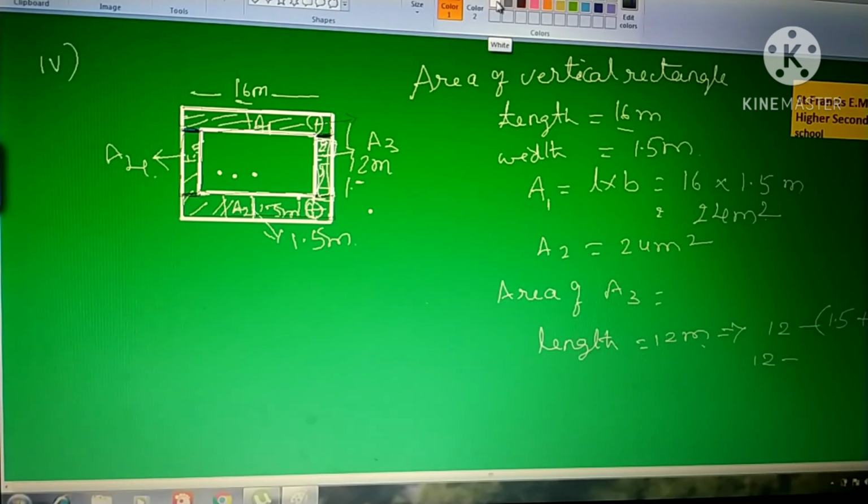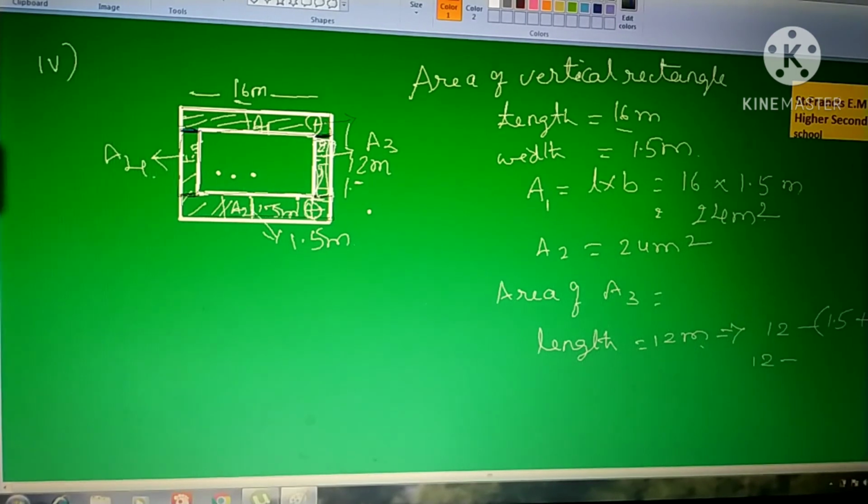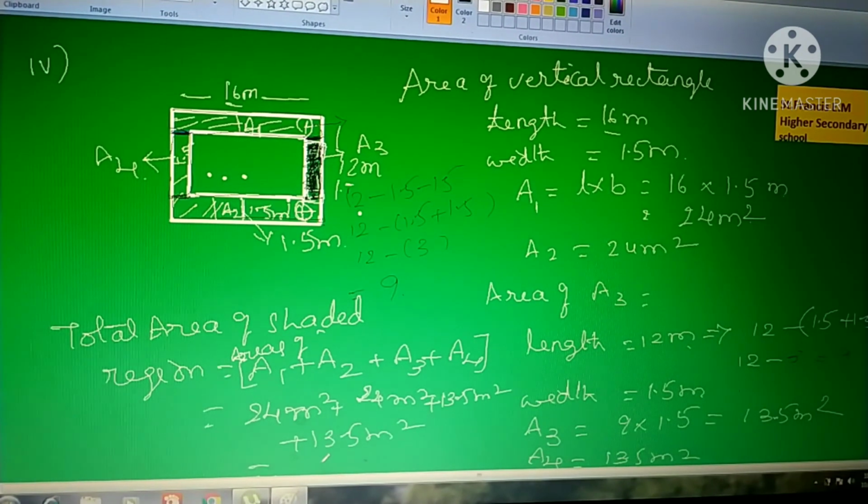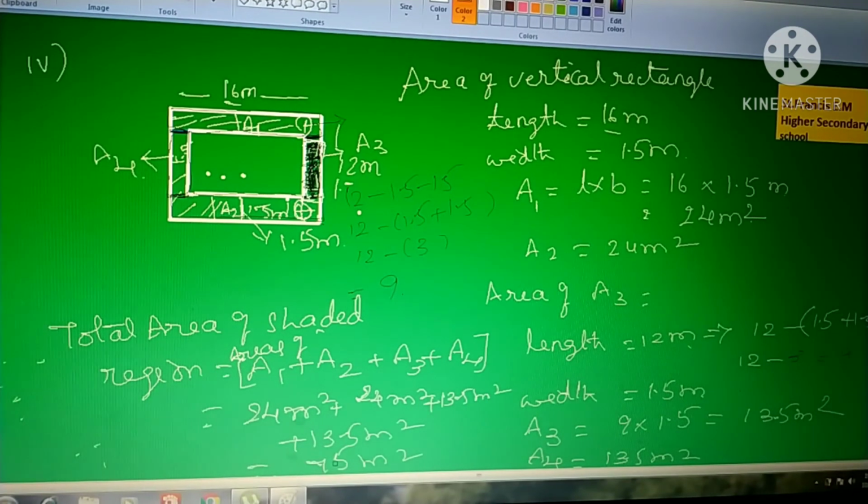And this area of A3 is equal to A4. So you got A4 also 13.5. Now add all these areas. So your total area will become 75 meters square. Like that you have to find the areas of shaded regions. First you have to convert into different rectangles, vertical rectangles and horizontal rectangles. After that you have to find the areas of each and every rectangle. After that you have to add all the areas of the rectangles to get the area of the shaded region. Understood? Okay. Thank you.